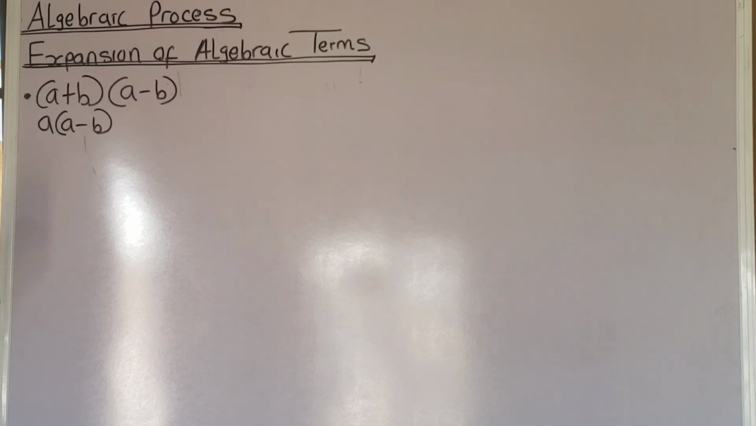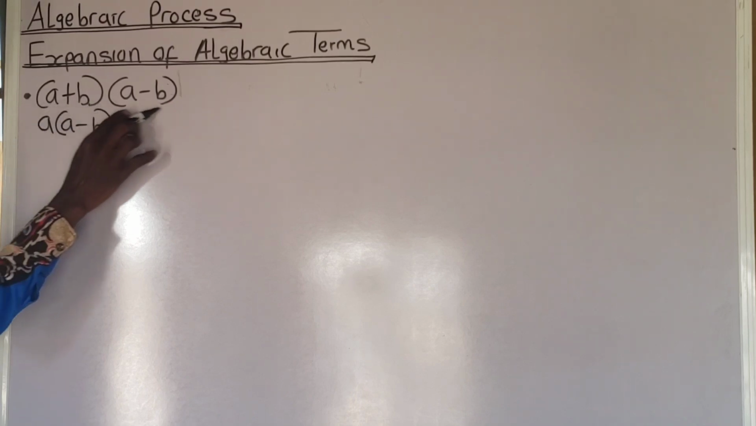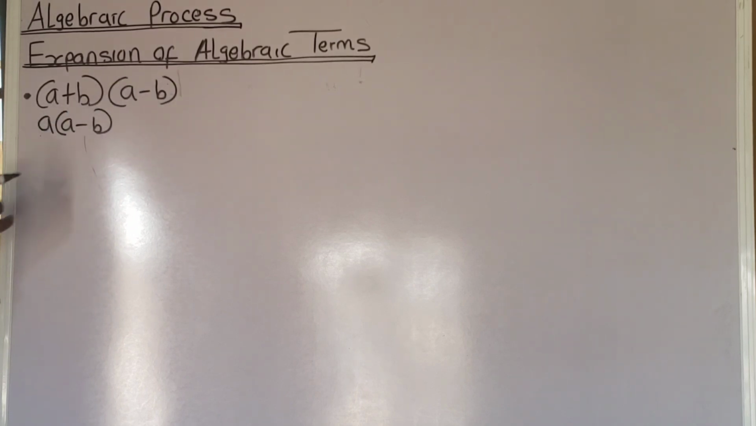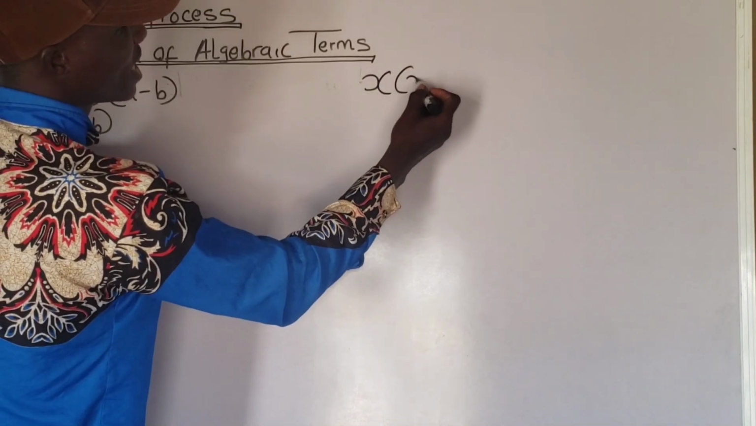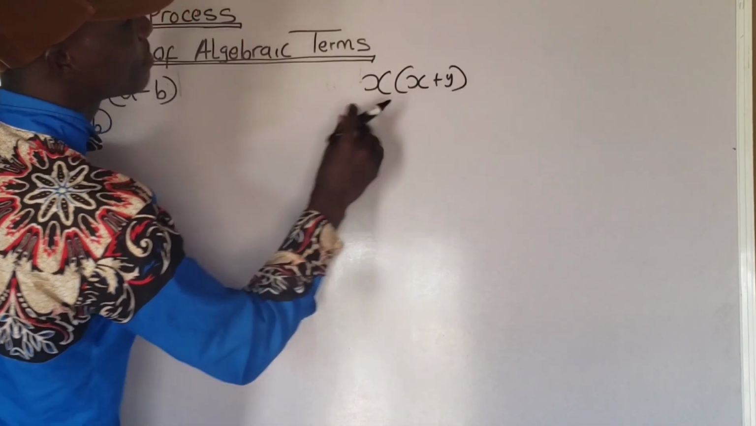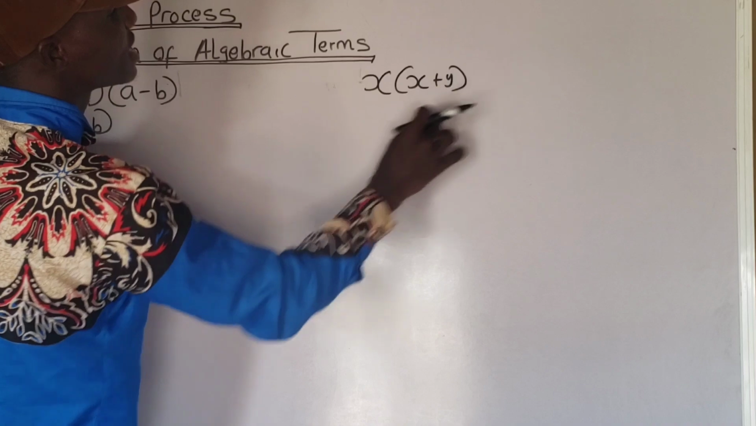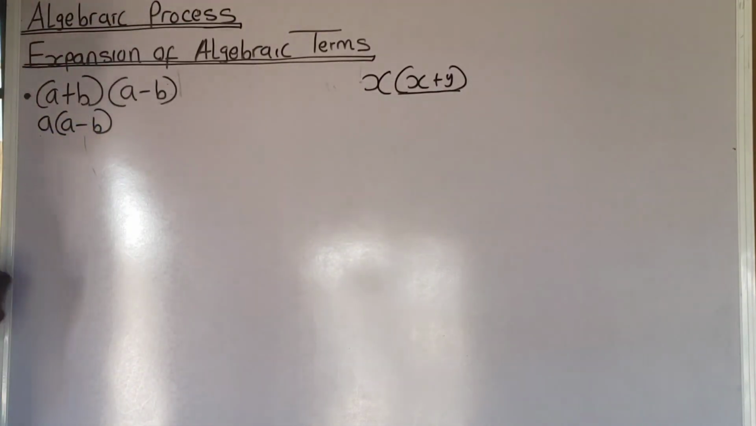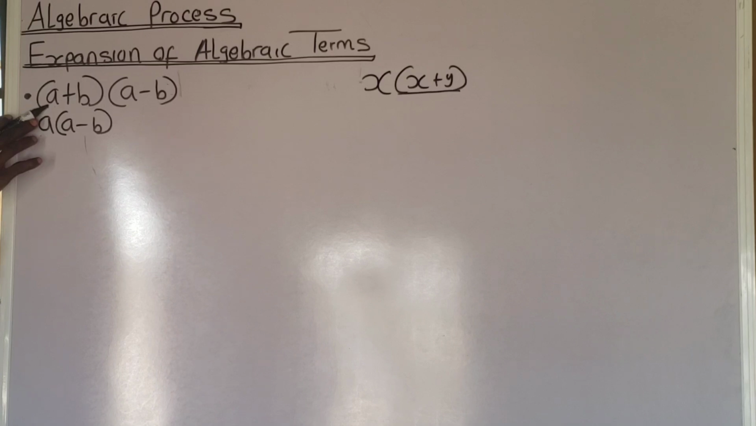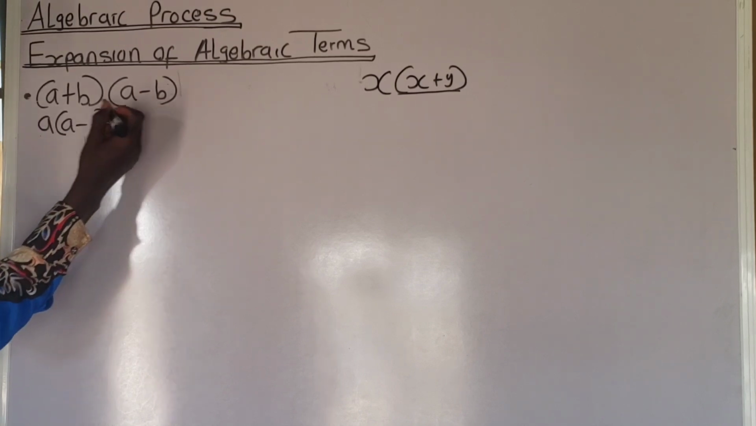Okay? Now, this time we multiply all the terms in this bracket. Please pay attention. If you have x into bracket x plus y, this means that x is multiplying all the terms in this bracket. You understand? So I will use the first term in the first bracket to multiply all the terms in the second bracket. That's why I have a into bracket a minus b. Okay, put an addition sign.